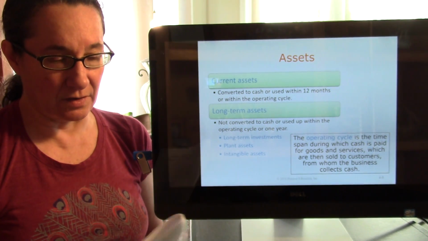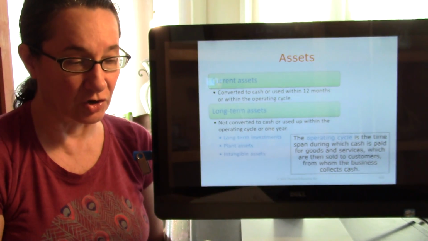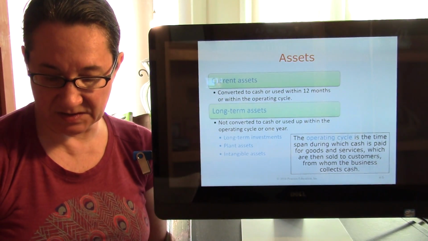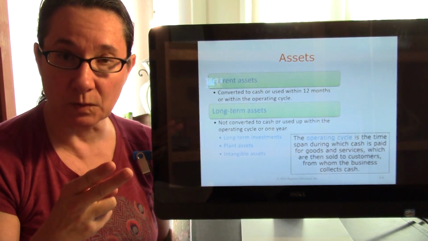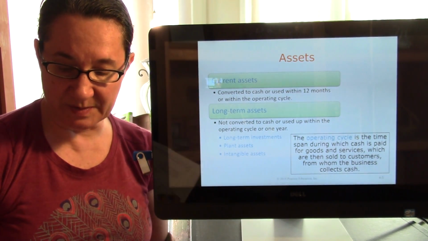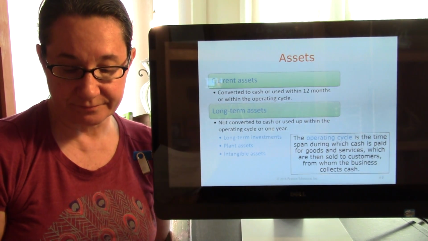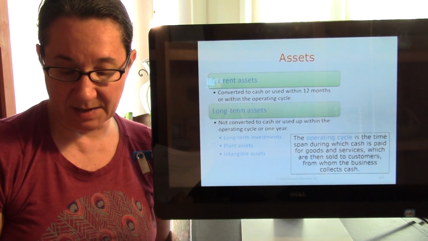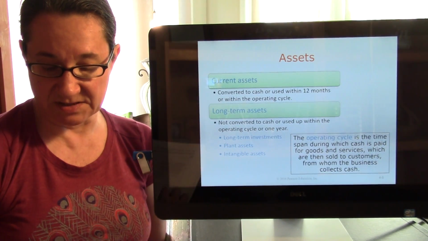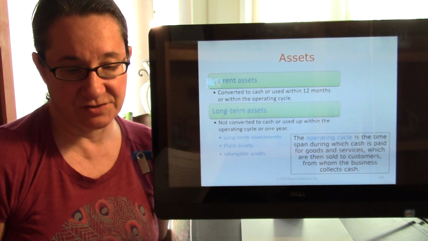All right, so let's talk about assets and what makes a current asset, what makes a not current asset, or a long-term asset. A current asset is an asset that is expected to be converted to cash, sold, or used up within the next 12 months or within the business's normal operating cycle if the cycle is longer than a year. The operating cycle is the time span during which cash is paid for goods and services which are then sold to customers from whom the business collects cash.